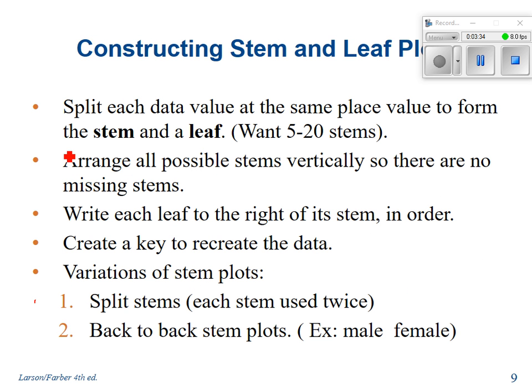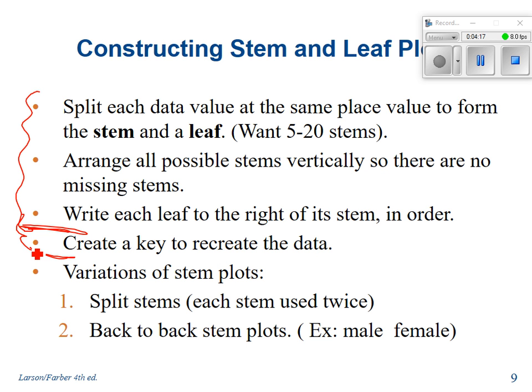Constructing a stem and leaf plot. There are four things you're going to do. Split each data value up, however you're going to split it. Arrange all possible stems vertically so that there are no missing stems. Just because there are no numbers in the 70s, you can't skip over the 7. You've got to stick it in there still. Write each leaf to the right of the stem in order. Create a key. We talked about the different variations last time.